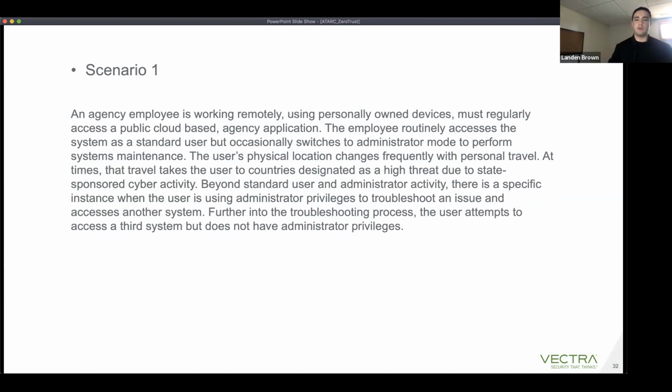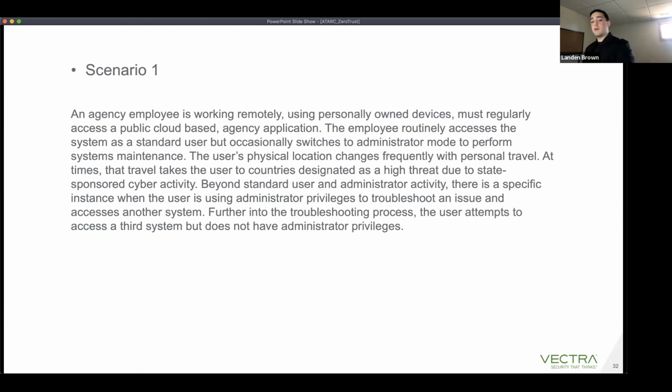So scenario one, I don't want to read this whole thing to you, but we have an agency employee that's working remotely using his own device. And he must regularly access some kind of public resource for an agency application. This employee travels a lot. His physical location changes frequently within the world. The times he works due to his location also change, right? He also travels to countries that are designated as high threat, right? And this user not just conducts standard user behavior, but he also conducts administrator behavior, right?